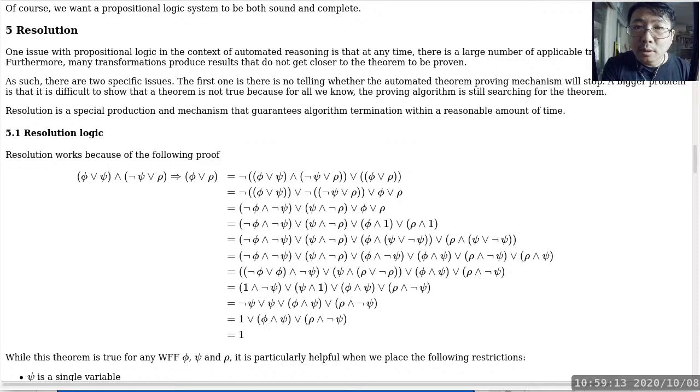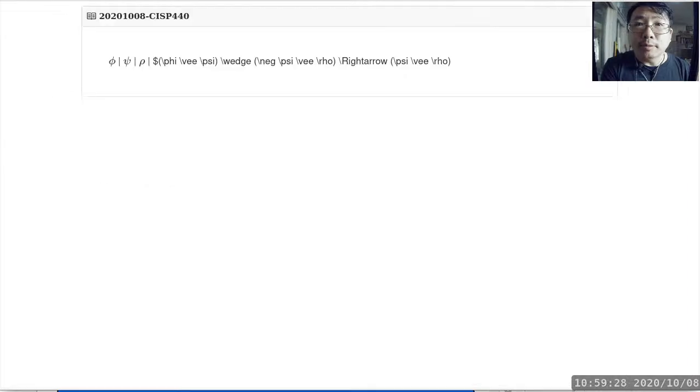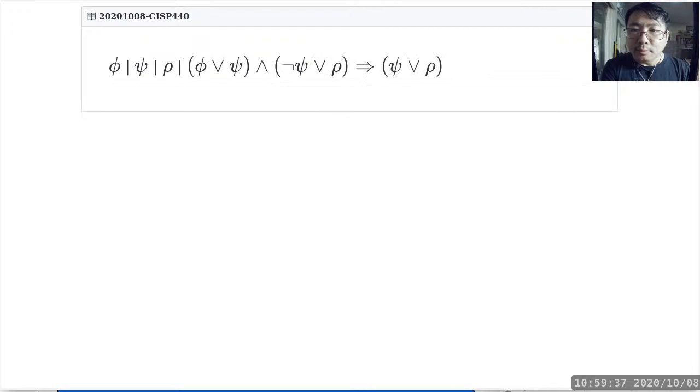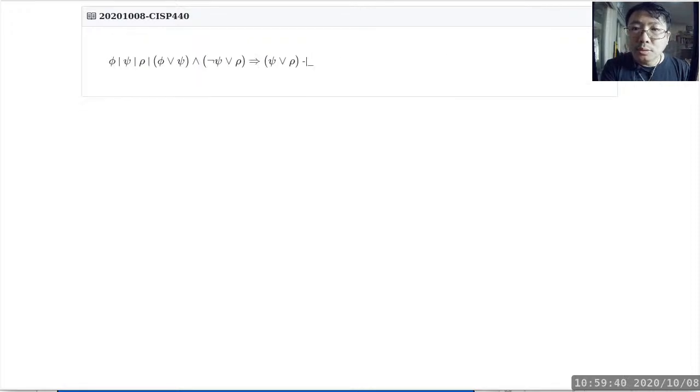We have phi or rho, close paren, right arrow, and then we got psi or rho. There we go. Okay, let me see whether I typed it right or not. Okay, we need a close $ sign. Yeah, that looks good. Okay, so now we have 1, 2, 3, 4. There we go. So now we turn this into a table.